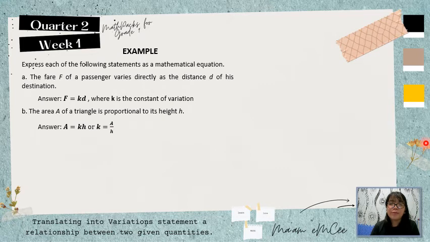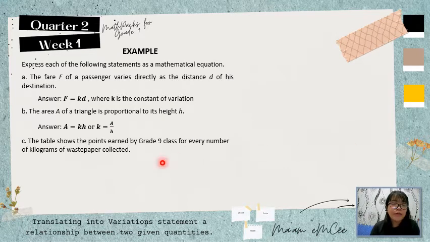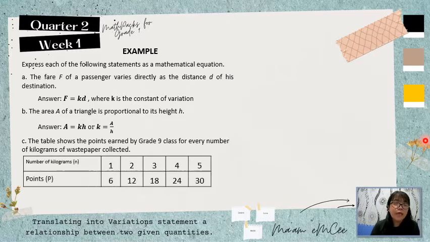And then third example, we have here, the table shows the points earned by grade 9 class for every number of kilograms of waste paper collected. This is the same as our first example a while ago. So for the first row, we have the number of kilograms, and for the second row, we have the number of points. So we have here 1, 2, 3, 4, 5 for the number of kilograms, and then 6, 12, 18, 24, and 30 for the number of points.